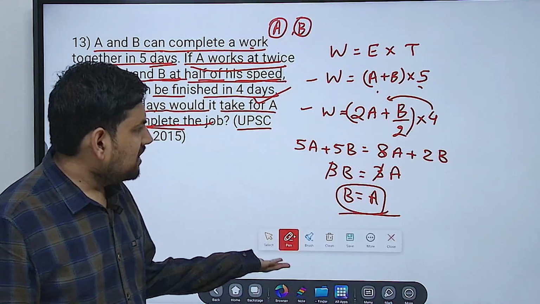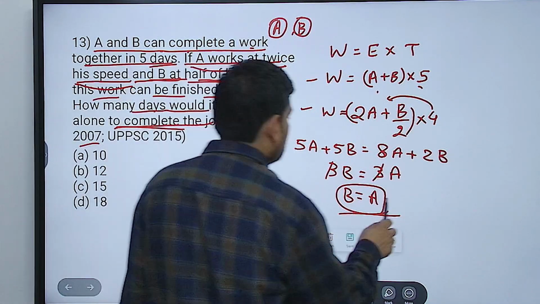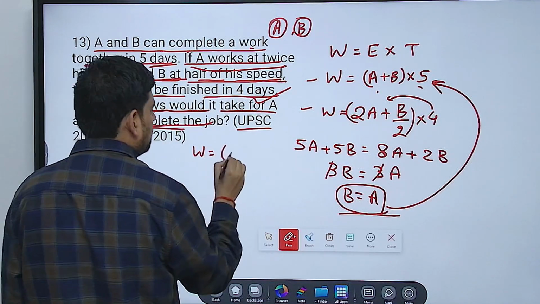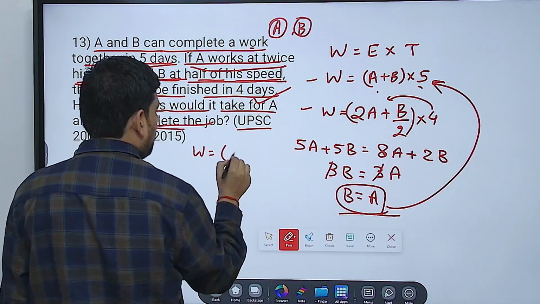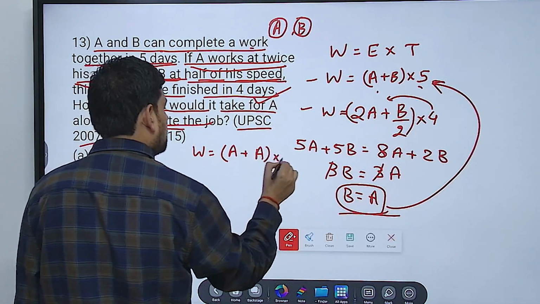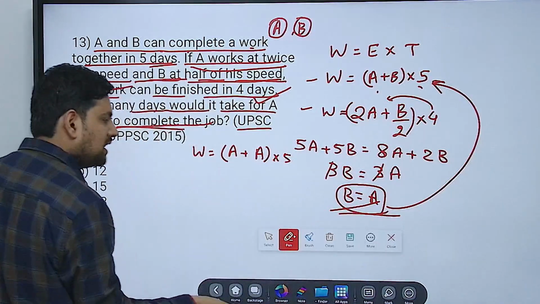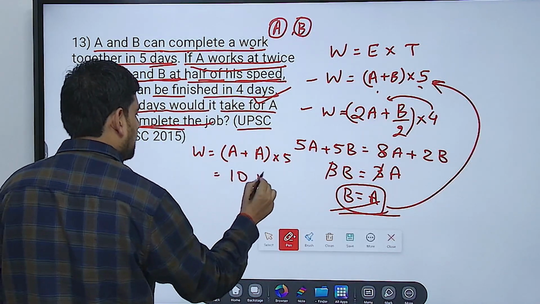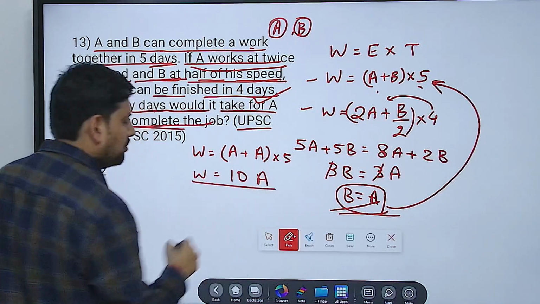Now if their efficiencies are equal, what can you do? You can put them anywhere. Let's say you put it here. So what do you get? Work is equal to A plus B into 5, or A plus, in place of B, I can write again A into 5, because A and B have the same efficiency. So this becomes 2A into 5, or 10A. So work came out to be 10A.